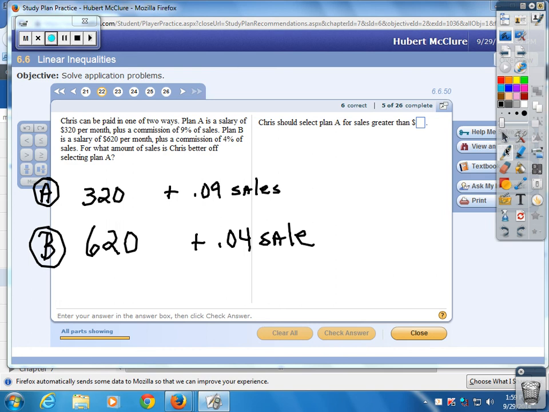So plan A would be 320 plus 0.09 S is greater than 620 plus 0.04 sales. Now, solve it. And you can use a calculator because there's no sense in clearing it because you'll just get big numbers. So you can use a calculator on this one.